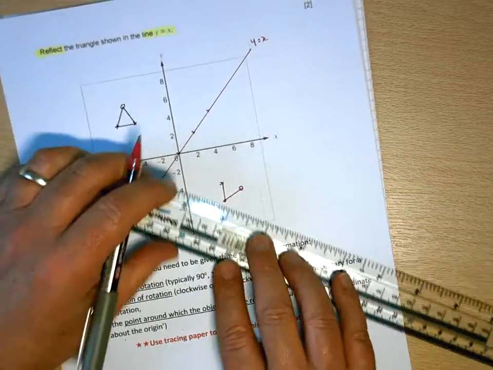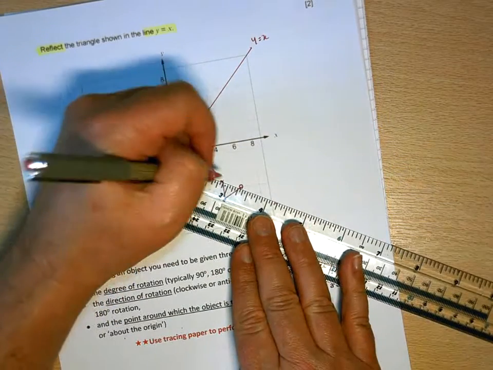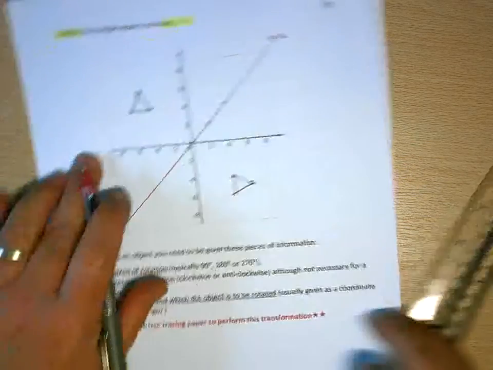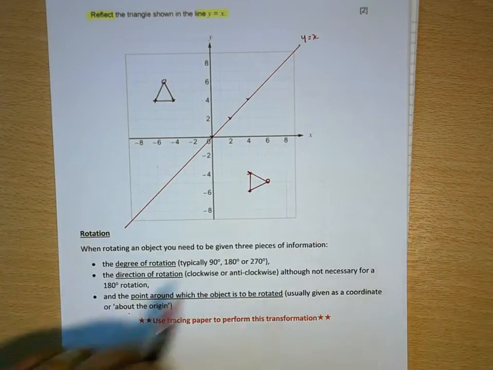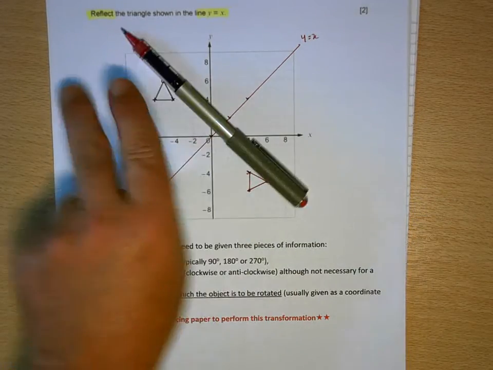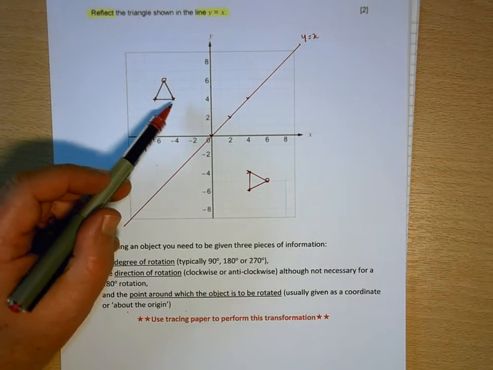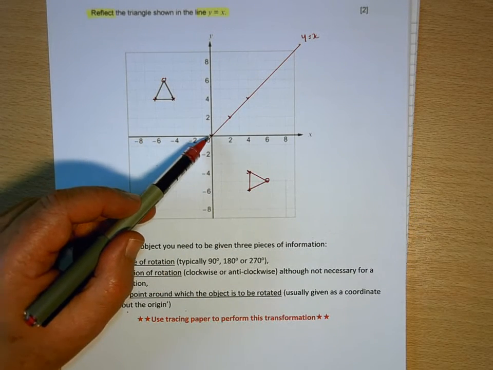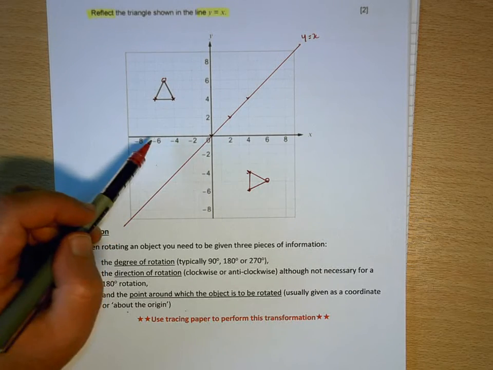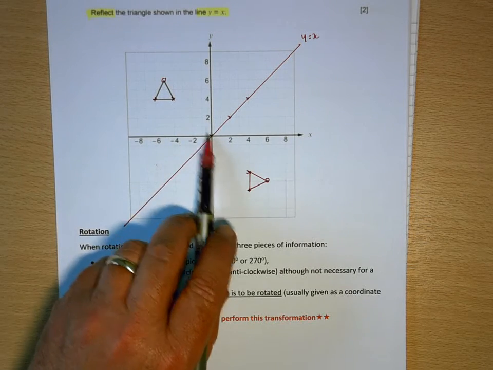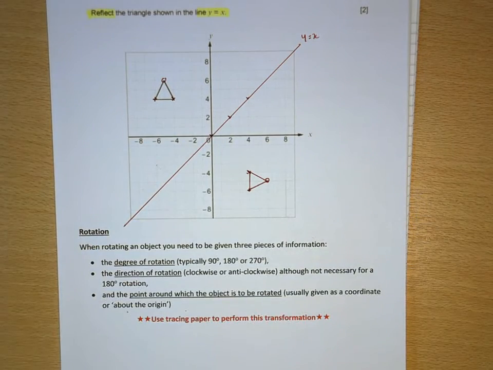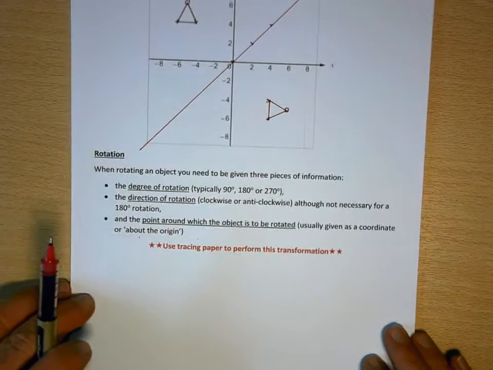is like that. So all you need to remember is, if they ask you to reflect in the line y equals x, or the line y equals minus x, which would be going that way, then you count the diagonals to the mirror rather than straight lines, because it's the diagonals that are at right angles to the reflection. So that's reflection. Then we come to rotation.